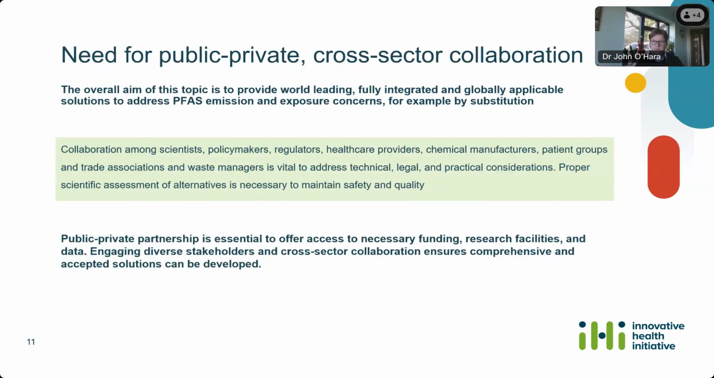So why do we need public-private and cross-sector collaboration? I think you can see by the range of different challenges we face, this will be very difficult for individual companies to do on their own. The expertise required from scientists, policymakers, regulators, healthcare providers, chemical manufacturers, and patient groups and trade associations means that we do need a very broad range of skill sets and understanding in order to overcome these challenges. And we really see that by using this approach through the IHI, we can avail of these skill sets more readily. We can have improved resource sharing, expertise, funding, regulatory alignment, and sustainability. And we really want to make this a global or a European initiative that really benefits the EU. So we can go to the next slide, please, John.